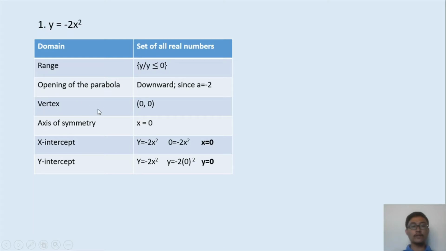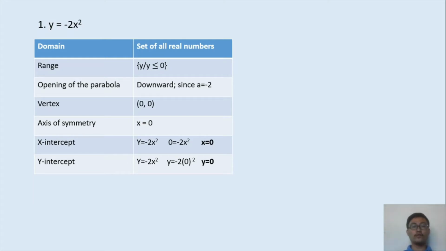Now, dun sa vertex, nasa origin lang siya kasi wala naman siyang b and c. So, if the vertex is at (0, 0), pag tinignan natin yung x-coordinate, that is actually the axis of symmetry, which is equal to 0.